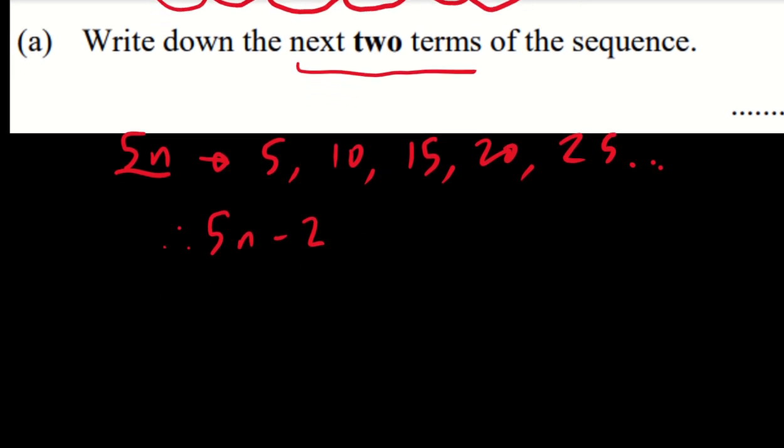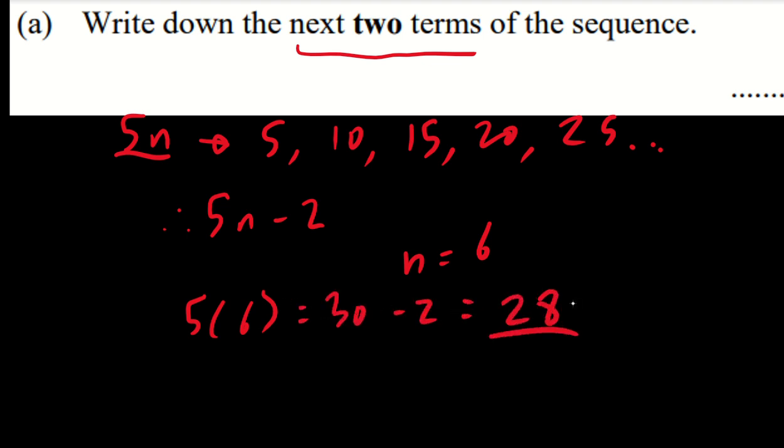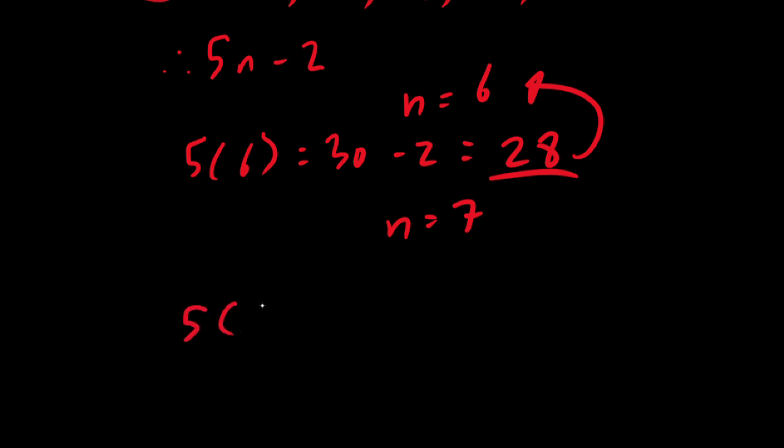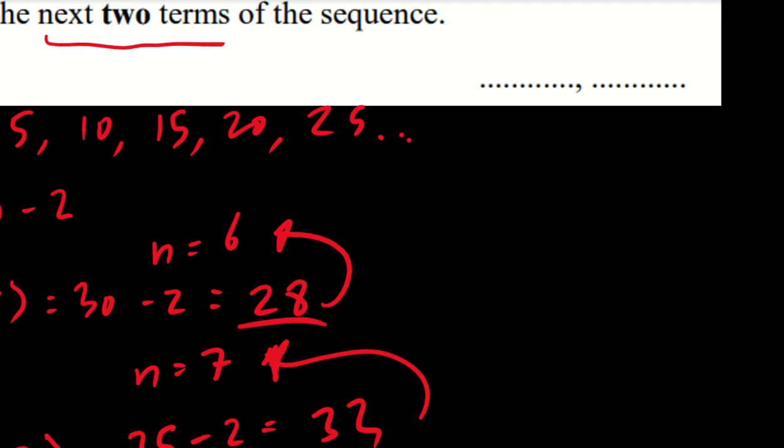So to find the sixth term, we plug 6 into n. So n will be equal to 6. And that is the sixth term. So 5 multiplied by 6 is equal to 30. Minus 2 is equal to 28. So this is the sixth term. And the seventh term is when n is equal to 7. And then let's plug that in. 5 multiplied by 7 is 35. Minus 2 is 33. And that is when n is equal to 7. So that's the seventh term. So that is the answer, 28, 33.